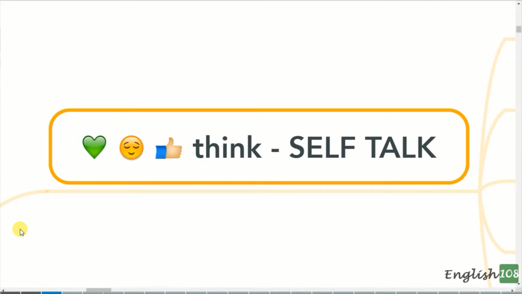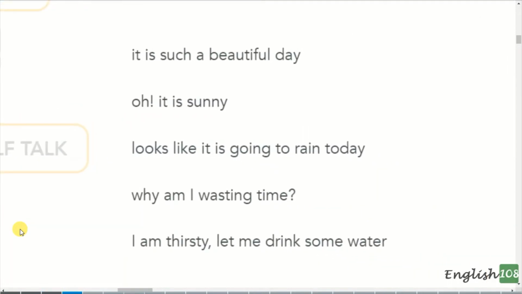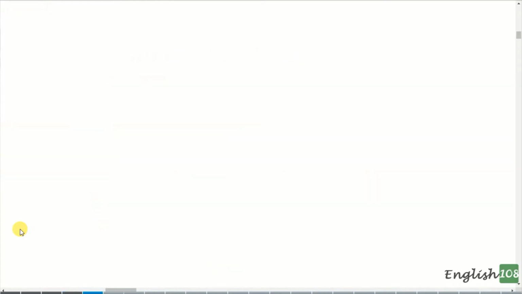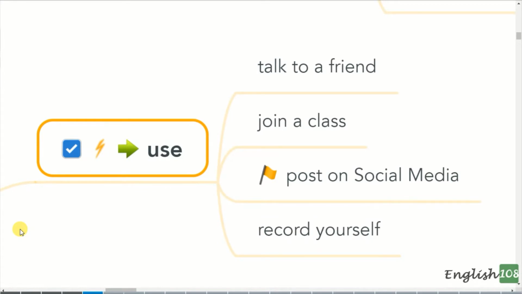So the first thing that you can do is self-talk. Do a good amount of self-talk, which means when you think in English. We speak to ourselves the most throughout the day, so why not do it in English if we want to improve the language? For example, if it's beautiful outside, you can tell yourself, oh, it's such a beautiful day. Oh, it's sunny. Looks like it's going to rain today. Why am I wasting time? I'm thirsty, let me drink some water. So you can talk to yourself in English.